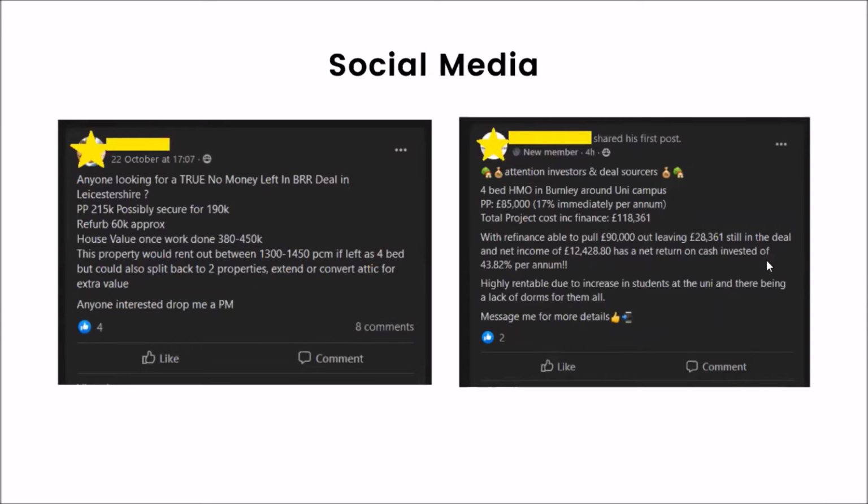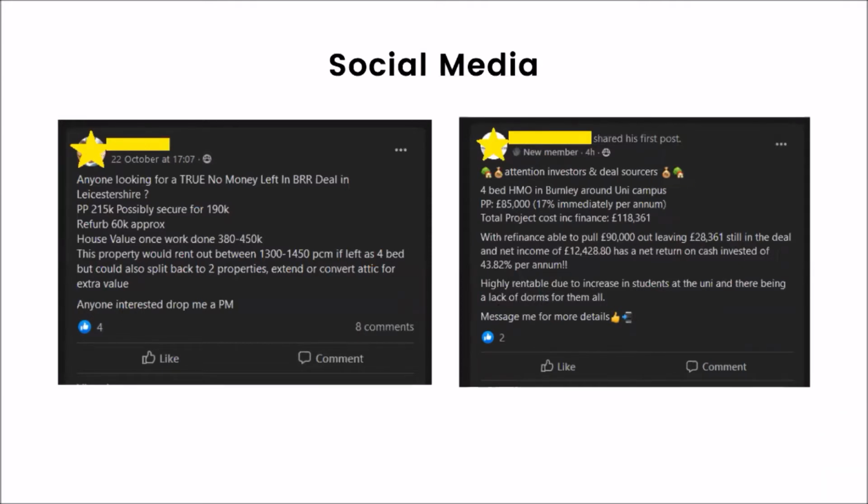Remember, we were doing money left in the deal calculations. With a net income of 12,000, it has a net return on cash invested, that's the ROI, of 43%. We might want to check his calculations here to see if there's 28,000 pounds left in the deal, he's earning 12%. I'm not so sure if the net income here refers to, I am hoping that this is the cash flow instead of just the rent that's coming in. Net return on cash invested of 43.82% per annum.